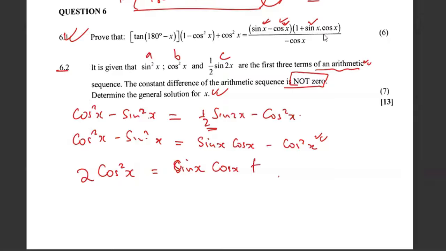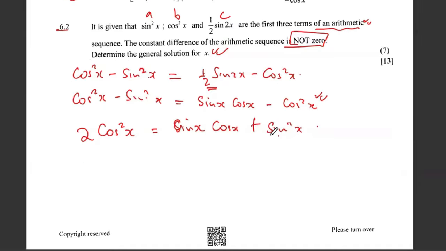Plus sine squared x. Something like that. But if I'm looking at this ratio nicely, I have cos and sine at the same time. So let's see, if I divide through by cos, will it make sense? Let me divide through by cos squared over cos squared over cos squared. Let's hope I'm not going to go back to the same thing.